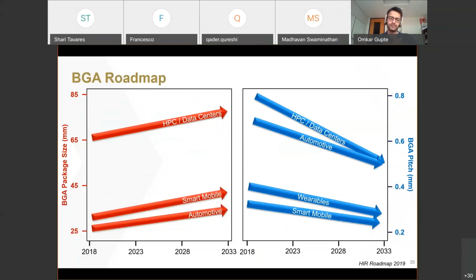So as I mentioned, we looked at the standard process of the BGA fabrication and assembly. Moving forward, this is taken from the heterogeneous integration roadmap, where for the BGA interconnections, the pitch for different applications is expected to go down, and the package sizes are expected to go higher and higher, and that will lead to more and more reliability challenges.